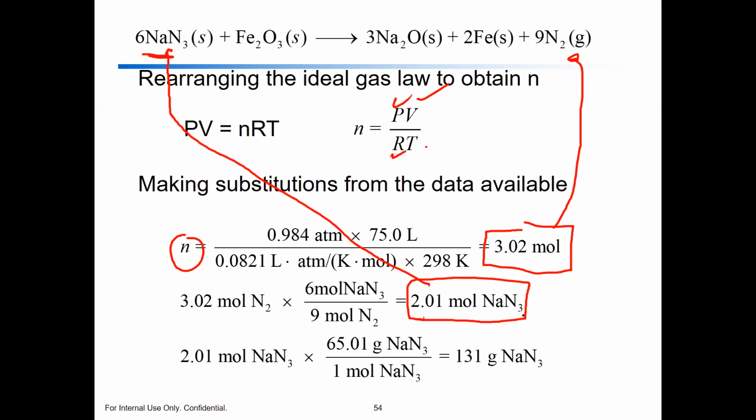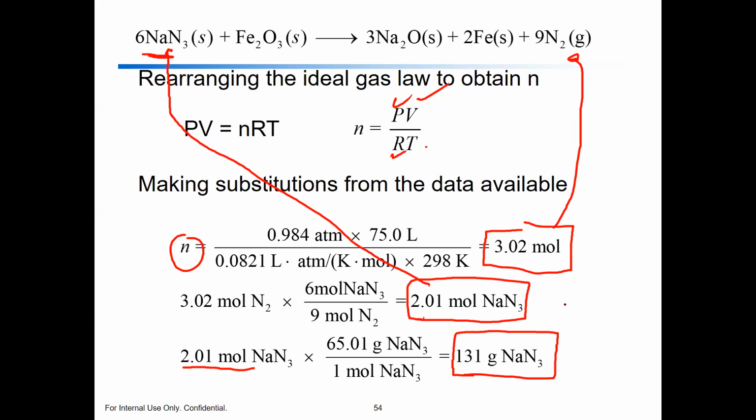But the question is, I don't want the moles, I want the grams. So now we know how to convert moles into grams, right? 2 moles times the molar mass of the sodium azide gives us 131 grams. So that's how many grams of this compound I need to put into this airbag, so it will inflate, right?